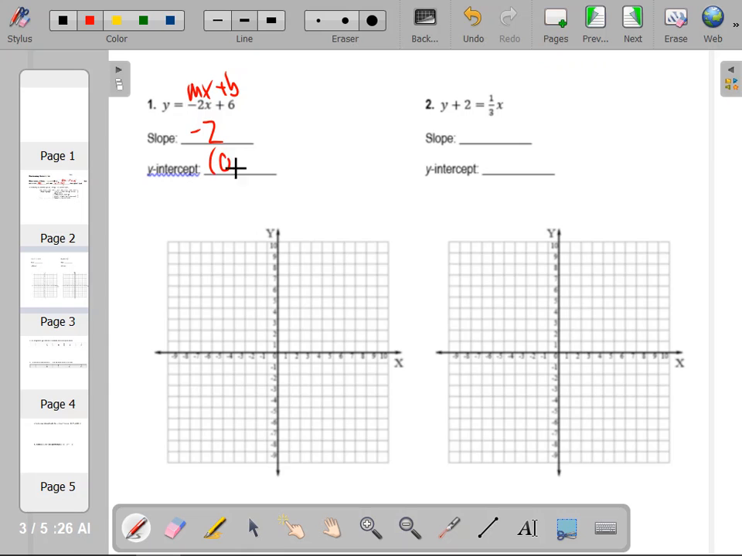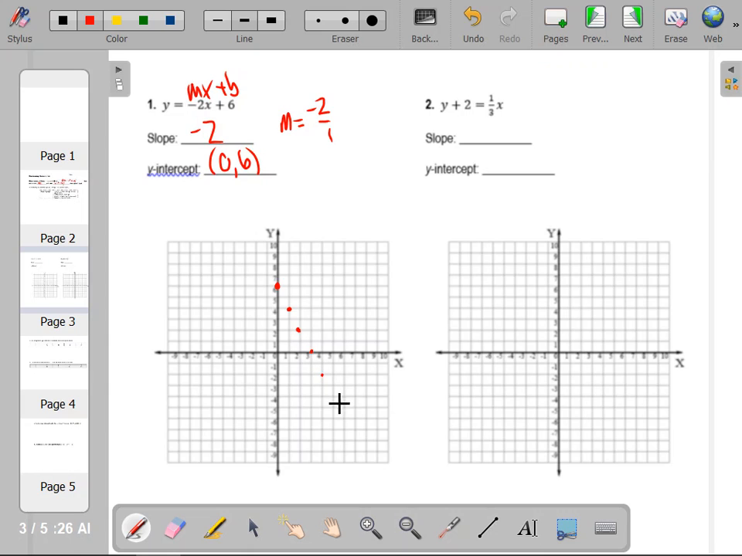Now I always write my y-intercept as an ordered pair, so I'm going to put 0, 6 because that is a point. So when I graph this, I'm going to start at 0, 6, that's the y-intercept, and I'm going to count the slope. Now if the slope is -2, just remember that's -2 over 1 if you are trying to think about it in terms of rise over run. So we're going to go down 2 and we're going to always run to the right. So down 2, 1 right, down 2, 1 right.